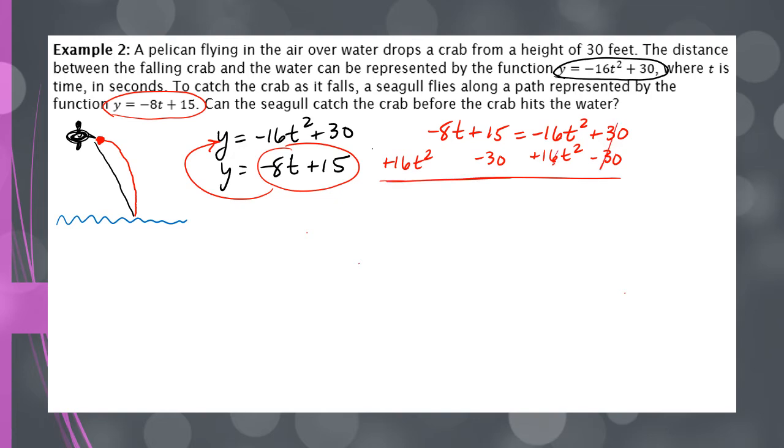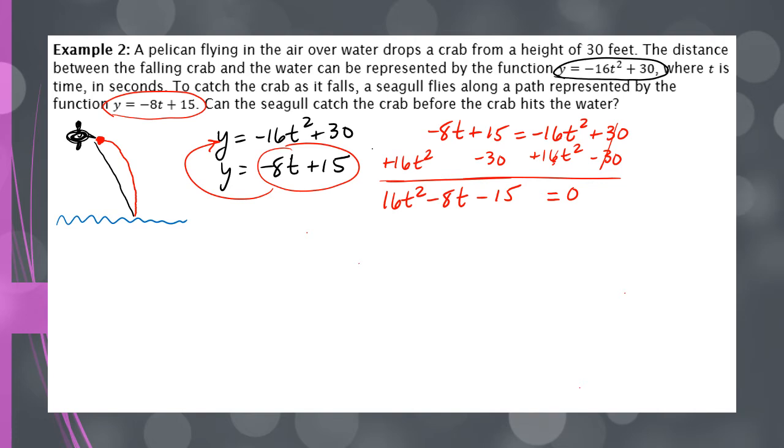So everything on the right cancels out, giving me 0. On the left, I have 16t squared minus 8t minus 15. All right, so at this point, I have two choices. I can either figure this out as a grouping diamond, or I could use the quadratic formula. I am going to choose to do a grouping diamond because that's something we haven't seen in a little while.